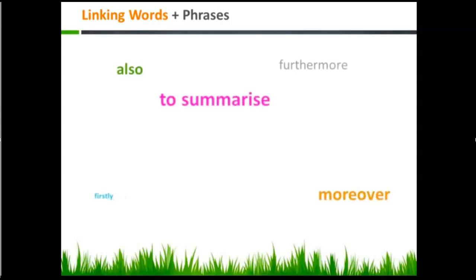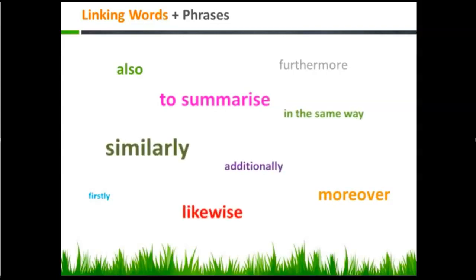In addition to commencing your paragraph with a clear topic sentence, it's important to use linking words and phrases to create cohesion within and across paragraphs in your writing. The words you see on your screen are what we call transition signals or signpost words, and they can help the reader follow the order and flow of your ideas.